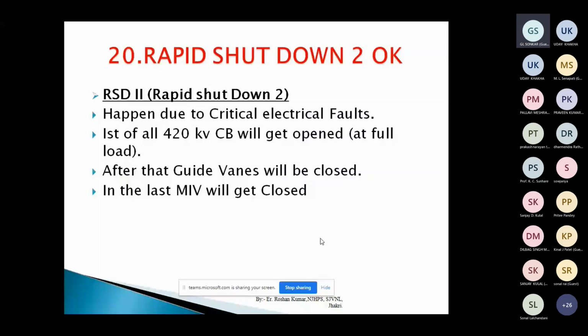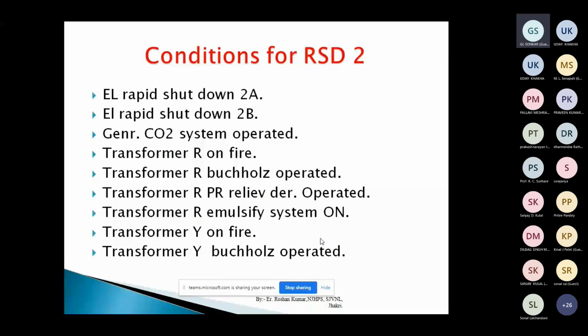At that time your speed may go high, but it should be within the runaway speed of the turbine. Then after that your guide vane will be closed. Signal, then lastly your MIB will be closed. Electrical fault means you have to isolate the electrical circuit first. For that the 420 circuit breaker will be opened, and all the things, the slide is already shared in the email. These are all the electrical faults you see.